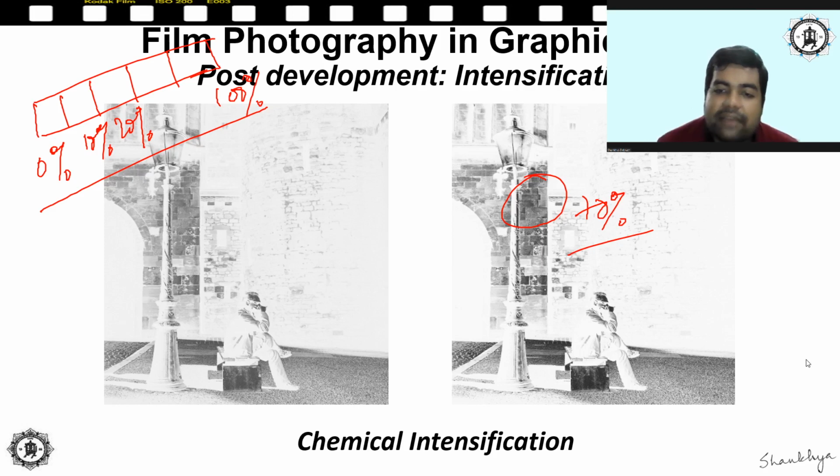Proportional intensifiers affect the highlights and shadows, but not equally. The highlights receive more intensification than the shadows. Super proportional intensifiers mostly affect the highlights, thereby increasing contrast. So let us take a look at some of the examples of this.